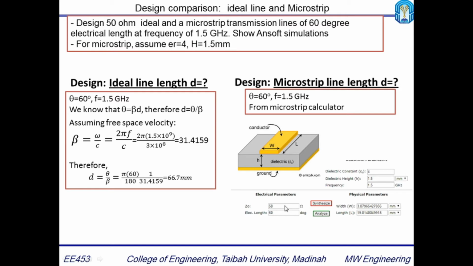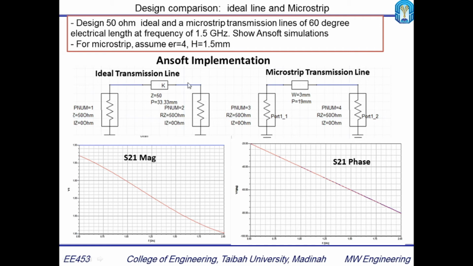So now let us go to NSoft and design. I did it once before and I got these two circuits for the ideal transmission line and the microstrip. And as you can see, the magnitude is 1 for both. Looking at the scale, we can see that S21 magnitude is 1. And S21 phase is almost the same for the two transmission lines. One is ideal and one is the equivalent microstrip transmission line of 60 degrees.